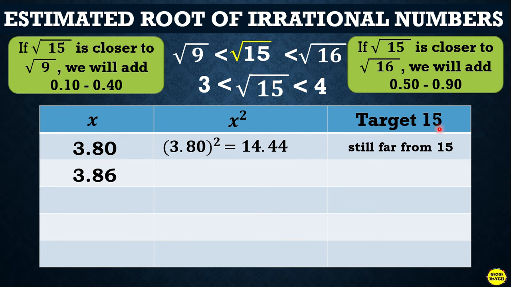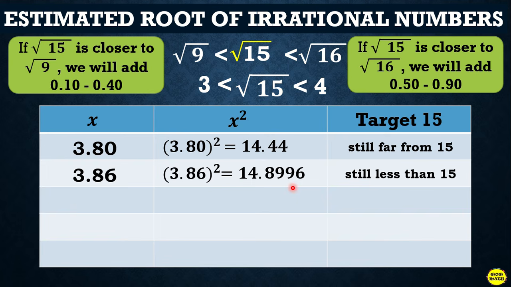So, ang target natin is 15. So, since kalahati pa siya, talon tayo ng kalahati. Gawin natin siyang 3.86. Okay? So, mga talon tayo ng bandang kalahati. So, if we will be squaring 3.86, that is, okay, 14.8996. And this is still less than 15.